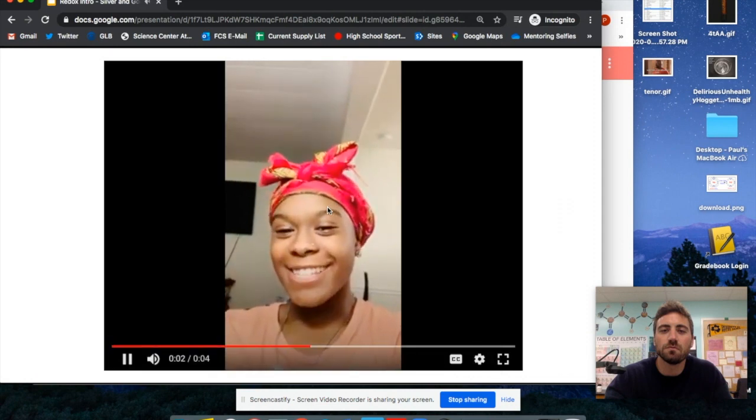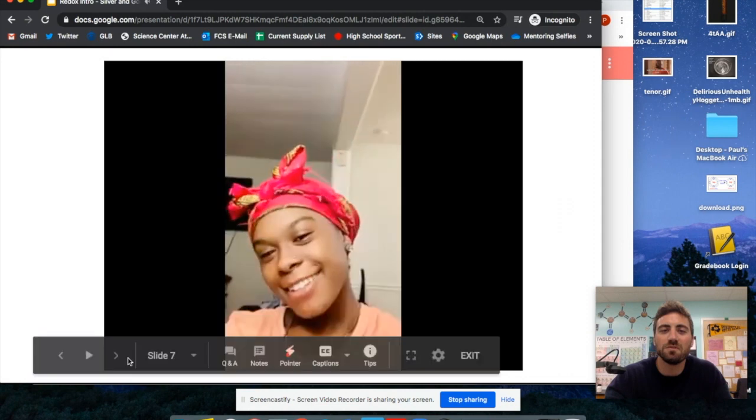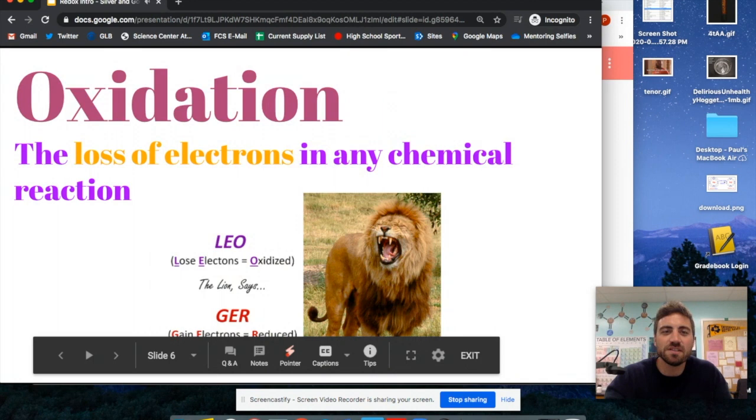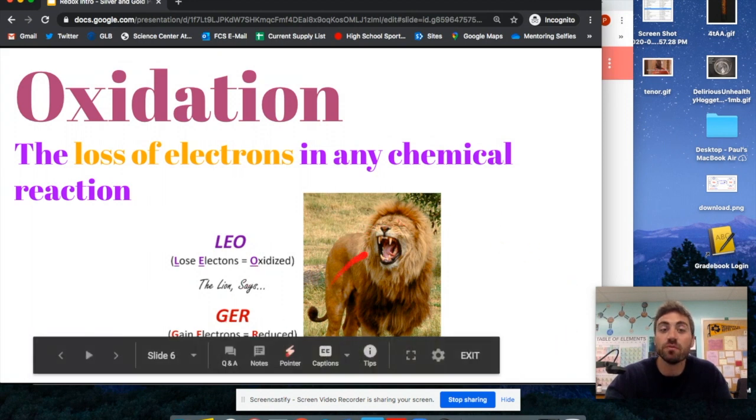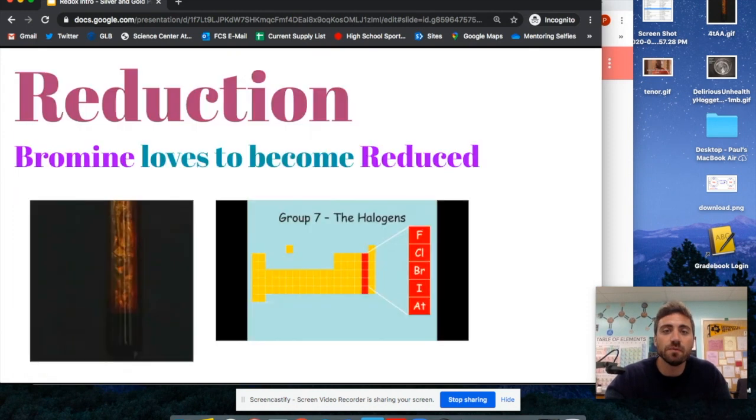Leo the Lion says, grrr. All right, we had some technical difficulties there, but there's the saying. Leo stands for lose electrons oxidation, so that's the way to remember that. And then GR, if we gain electrons, we're being reduced. So on the next slides, we'll kind of talk through what that looks like.